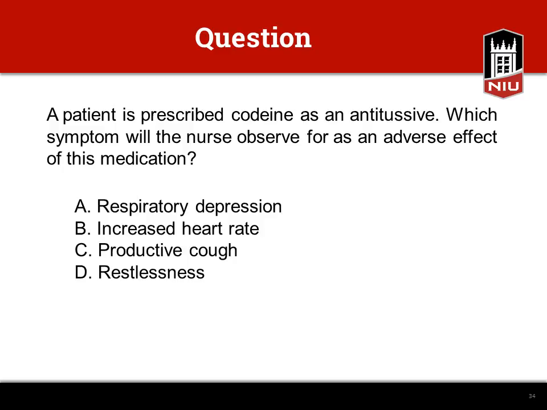Final question, wrapping this one up. A patient is prescribed codeine as an antitussive. Which symptom will you observe for as an adverse effect of this medication? Is it going to be A, respiratory depression, B, increased heart rate, C, productive cough, or D, restlessness?